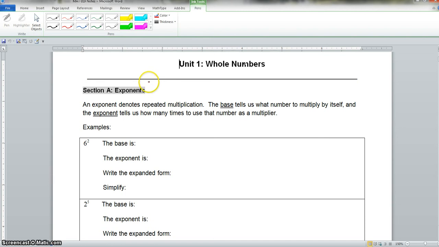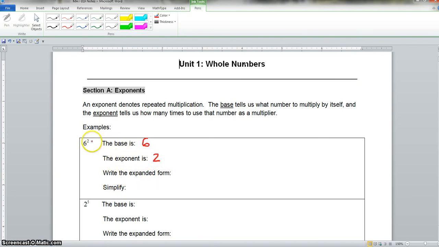Hello class, we're about to start section A of unit 1, whole numbers. It says an exponent denotes repeated multiplication. The base tells us what number to multiply by itself, and the exponent tells us how many times to use that number as a multiplier. This problem here is 6 to the second power. The base is 6. The exponent is 2.